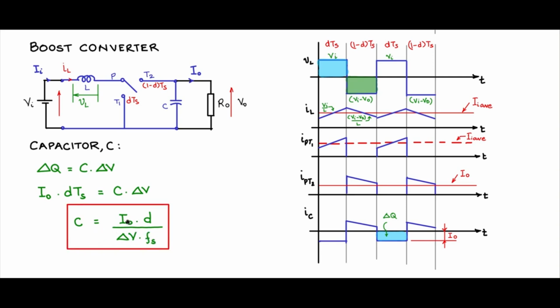Do we know I naught? I naught is obtained from the output spec. Whenever a power supply is designed, P naught and V naught are given, the voltage of the output and the power that needs to be delivered to the output. D can be found from the input output voltage relationship. Fs is a designer parameter. Delta V is again an output spec: what should be the output voltage ripple? Using that, find out the value of C. So this is the basis for the design of the C for the boost converter.